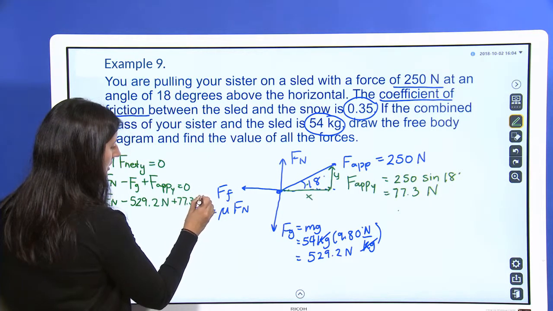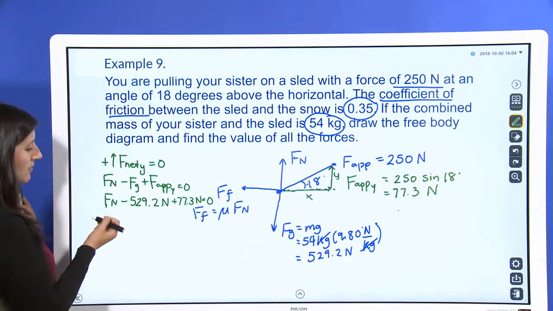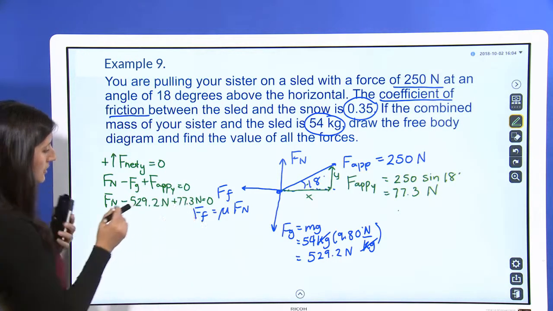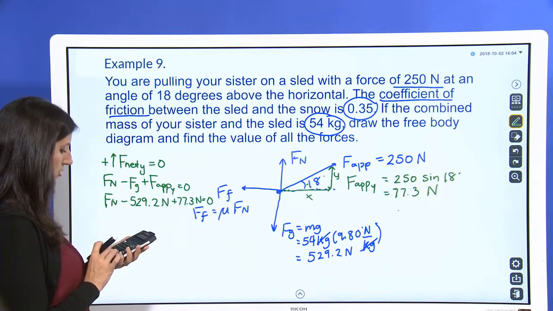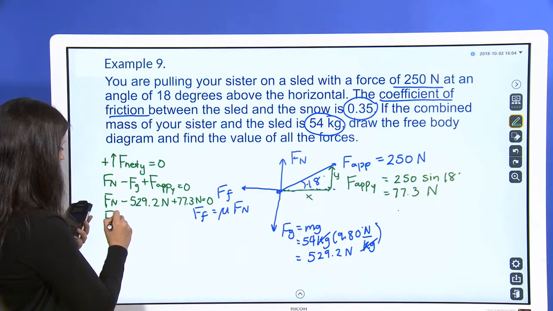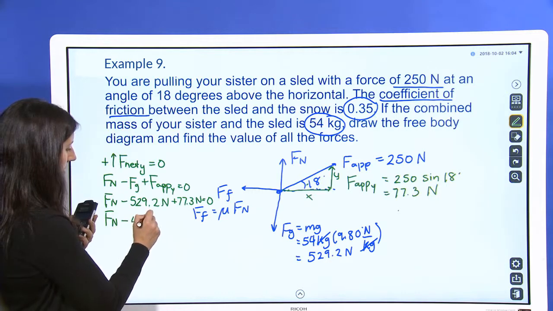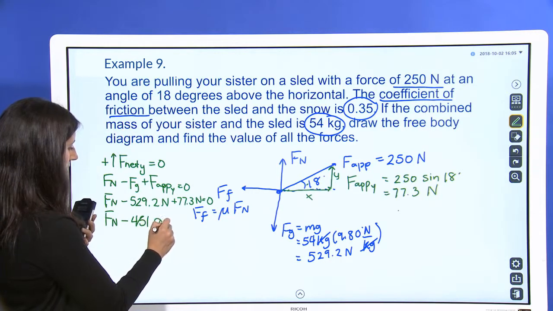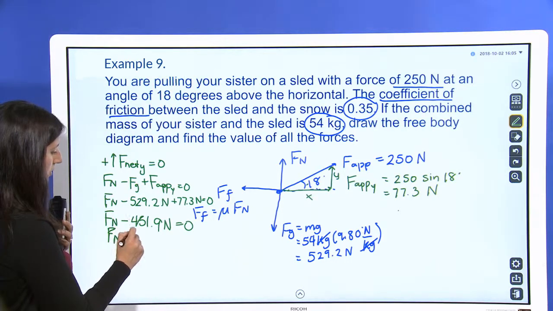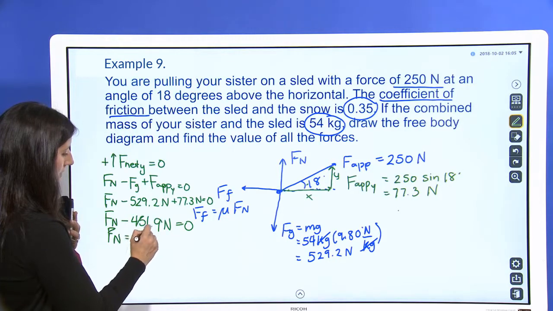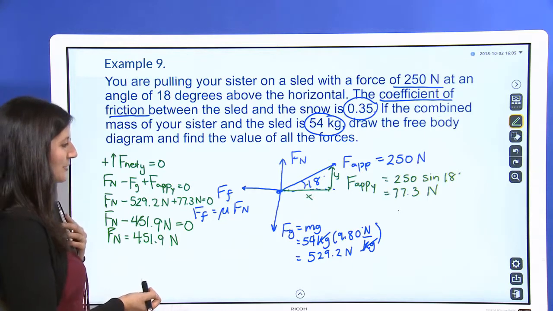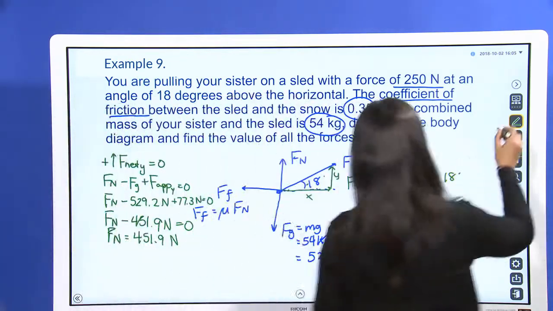77.3 newtons equals 0. I'm solving for this Fn, so I'm going to bring everything else to the other side. Let's add these together first. So I have negative 529.2 plus 77.3, and I get Fn minus 451.9 equals 0. Fn equals, I bring this to the other side and I get positive 451.9 newtons. Now I know my normal force. So that's what's going to go in here.